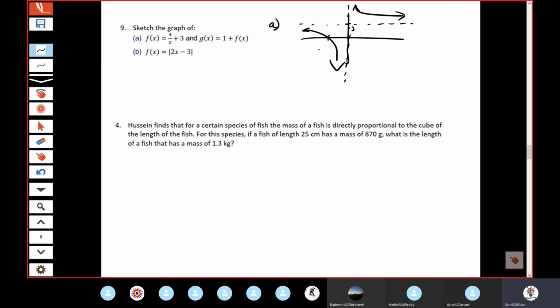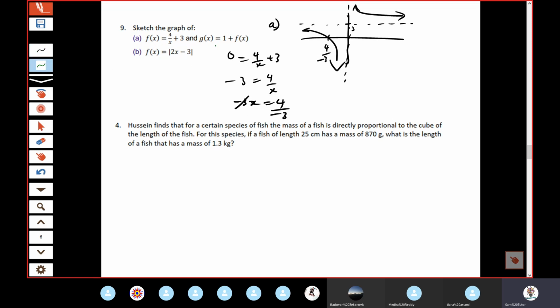But you do have an x-intercept now, so when y equals 0, you can actually work it out. Minus 3, times by x, divide by 3. So that becomes 4 on negative 3. So you do get an x-intercept this time of 4 on negative 3.